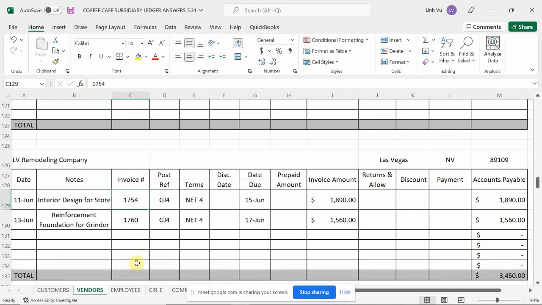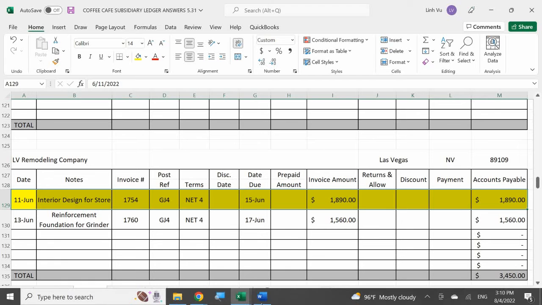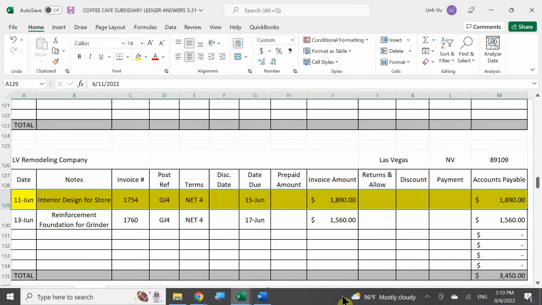Which one are we looking at? What is the question? Which invoice are we looking at? Because there's two that we got billed. It's the 1754 that is due today, the 15th. Good. So how much is due? 1890. Okay, so now that I know it's for 1890, what do I do?